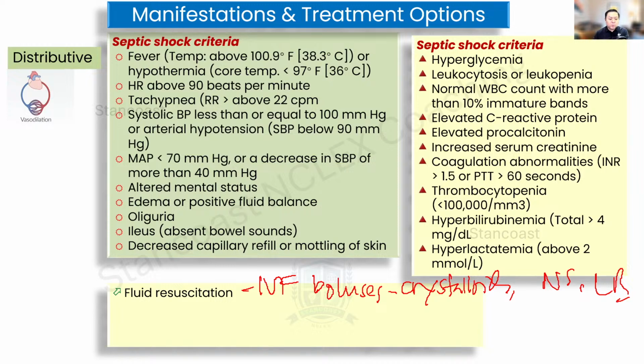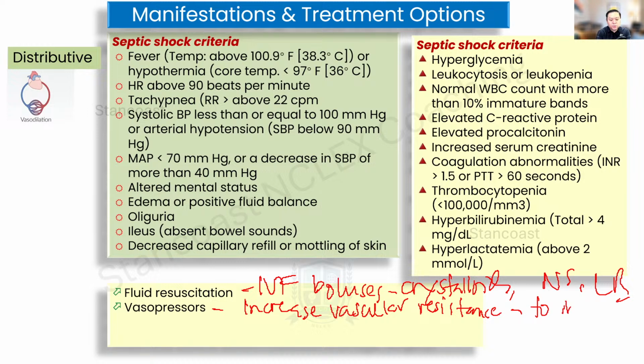Now, what else are we going to expect in the treatment of sepsis? We're going to have to administer the vasopressors in order to increase the systemic vascular resistance. Okay, the purpose of the vasopressors is to increase vascular resistance, to elevate the blood pressure. Okay, to increase BP. That's the main reason.